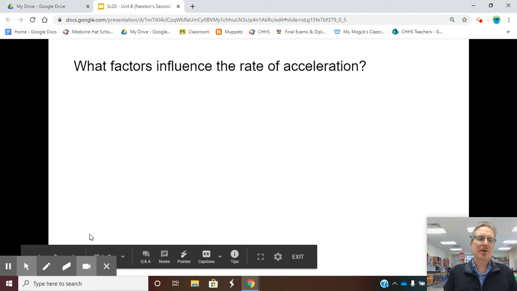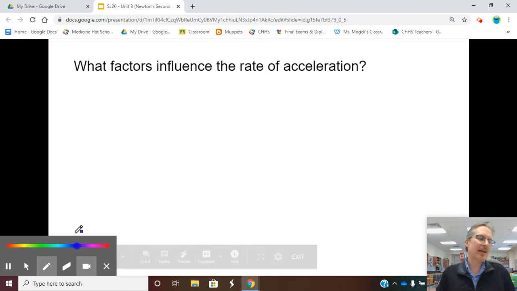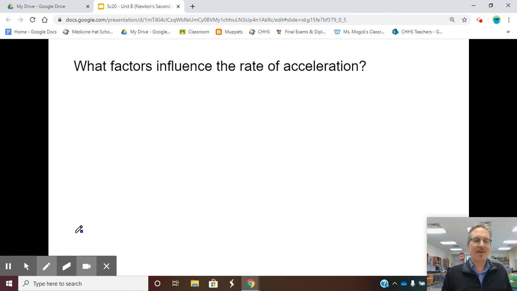So when we think about this, I really want us to think about, and if that means pulling out our data booklet and having the formula sitting in front of us, what factors influence the rate of acceleration? So if I'm going with what I just saw there, I know force plays a role, I know mass plays a role. So here is my formula that I have in my data booklet.